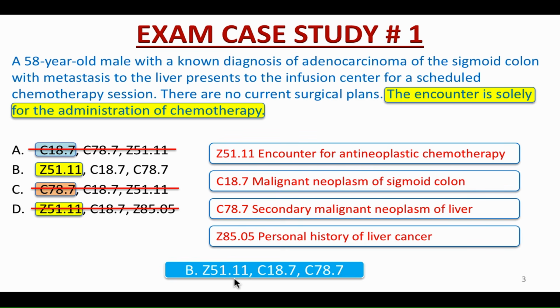Z51.11, encounter for antineoplastic chemotherapy. C18.7, malignant neoplasm of sigmoid colon, and C78.7, secondary malignant neoplasm of liver. That is exactly why it is so powerful when you understand both the RHIT guidelines and my reverse analysis technique. When you combine the two, it becomes almost impossible to end up with the wrong answer.